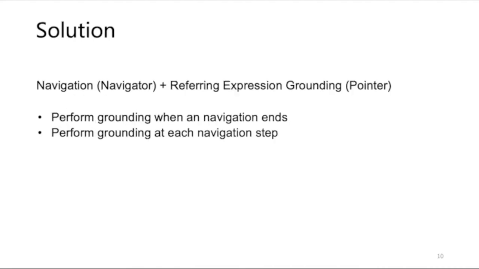As the Reverie task involves both room-to-room navigation and referring expression grounding, an intuitive solution is to combine state-of-the-art navigation and grounding models. There are two ways to combine them together. The first one is to perform grounding when a navigation ends. The other one is to perform grounding at each navigation step.